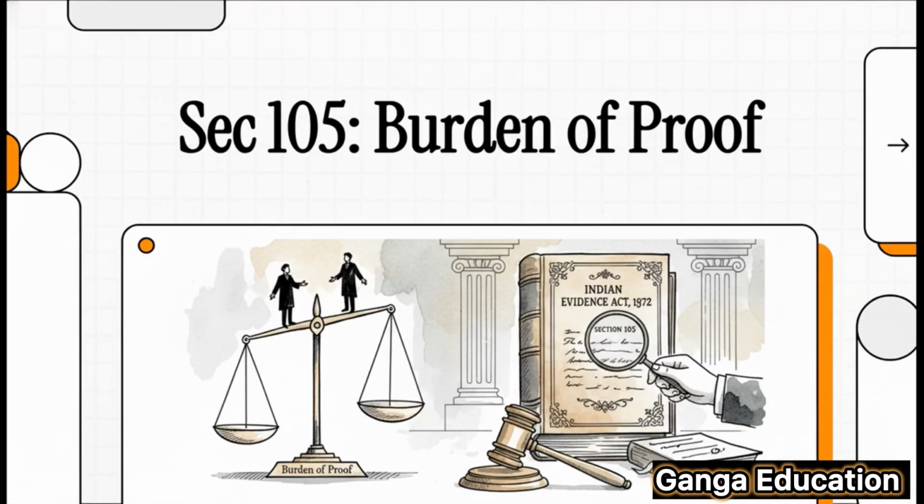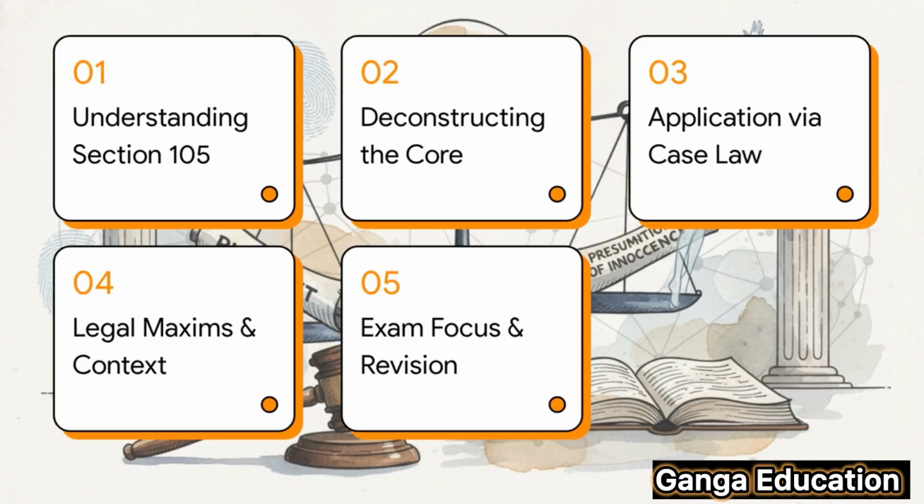Today, we're diving into a really practical and super important topic from the Indian Evidence Act of 1872, Section 105, which is all about the burden of proof. Trust me, if you're gearing up for the judiciary or APO exams, this is one section you really need to know inside and out. So, here's our game plan for today.